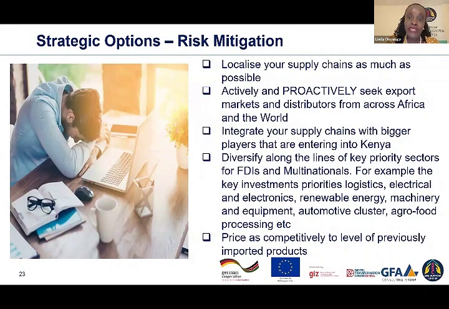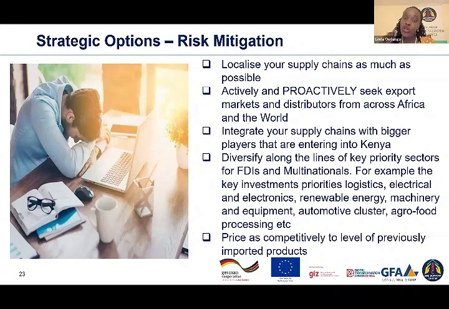Actively, proactively seek export market opportunities. Like I've told you, the talk now is investments. You can verify this by looking at all the government handles. It's all about FDI, exports and investment. There's no running away. This is a strategic priority where we are now. Integrate your supply chains with bigger players that are entering Kenya. If you hear announcements of a player entering Kenya, especially through the special economic zones, it's a priority. You saw the special economic zone in Naivasha. It was launched, and about 5 to 9 companies have already been approved for licensing. You should know them by name and what they're going to do.